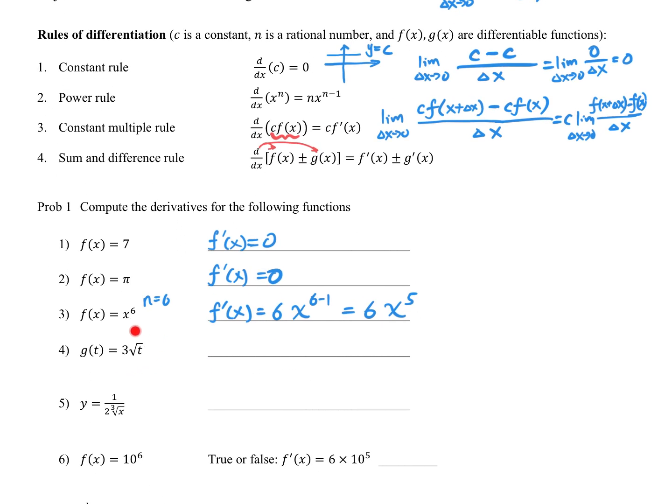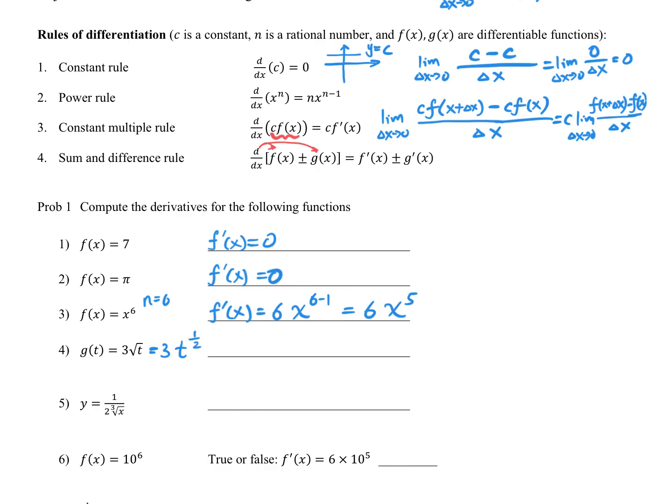The next one, 3 times square root of t. This is the function g of t. And from the rule, we can actually use the power rule. We can rewrite this square root of t as 3 times t to the power 1/2.